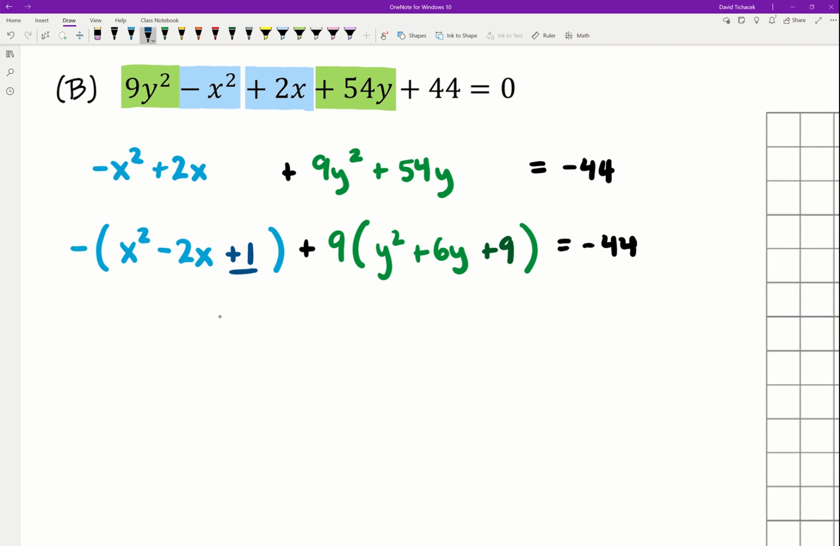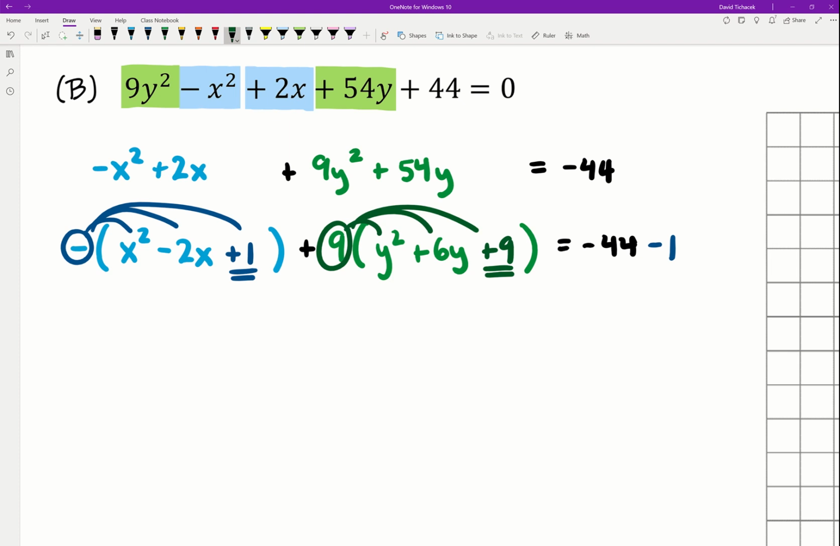Keep in mind, we did introduce a plus 1 to the x group, but it was in this group where everything was being multiplied times a negative 1. And so what that means for us is that I'm not going to write plus 1 on the right-hand side. I'm going to write minus 1, because that's what we get when we take a negative 1 times 1. Okay. For my y group, I did say plus 9 inside here, but that was a family where everybody was being multiplied times 9. And so 9 times 9, of course, is going to be 81, so that means I'm going to add that over to that side.